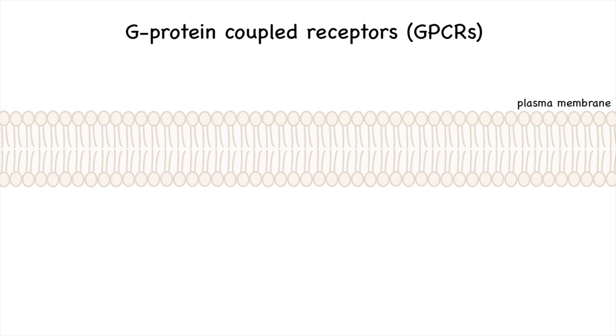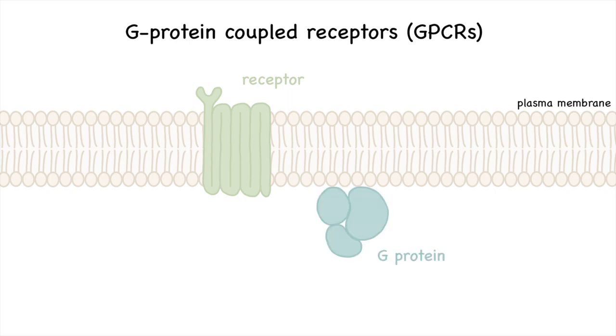G-protein coupled receptors, or GPCRs, consist of a transmembrane receptor that passes through the membrane 7 times and an associated G-protein. The G-protein is made up of alpha, beta, and gamma subunits. G-proteins can have excitatory or inhibitory effects.